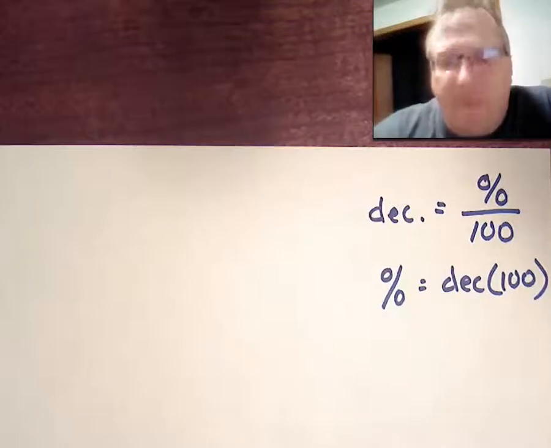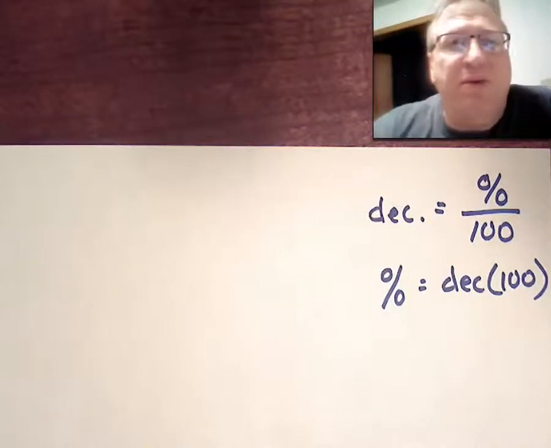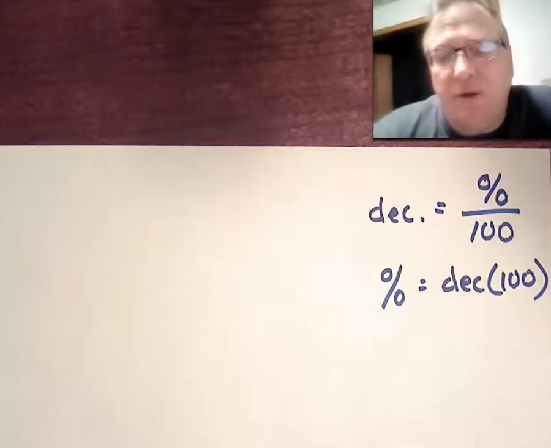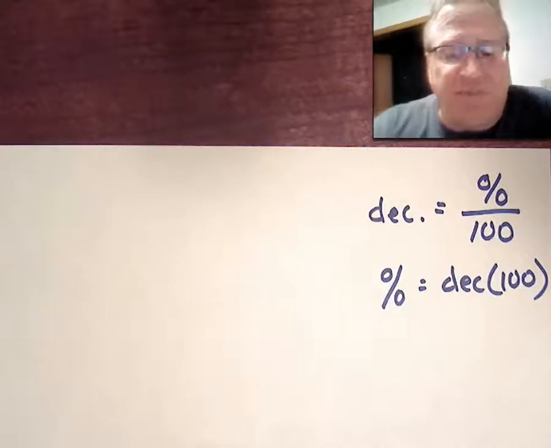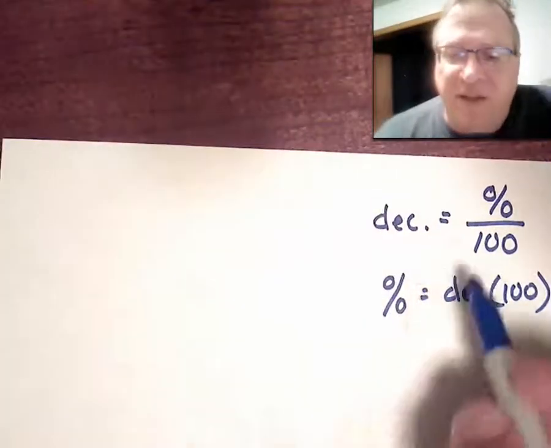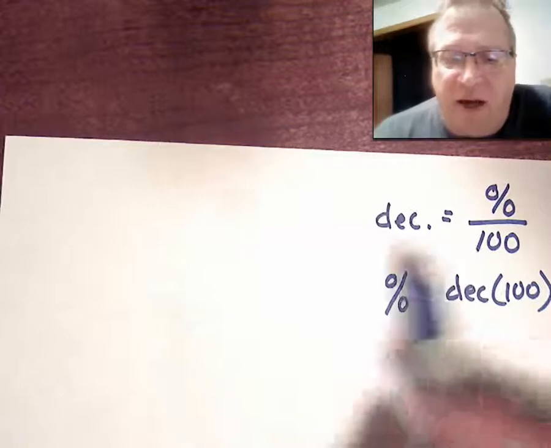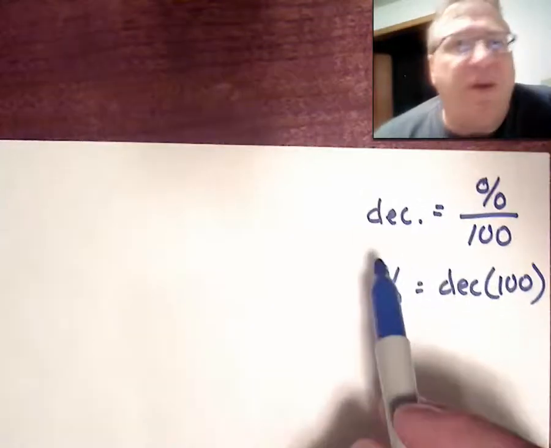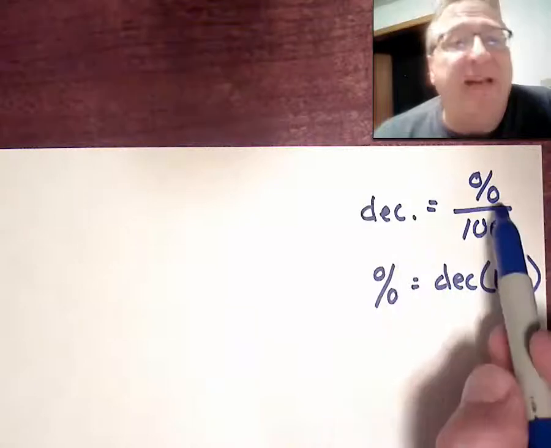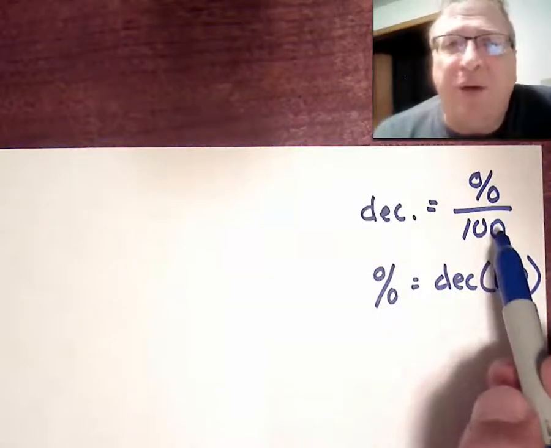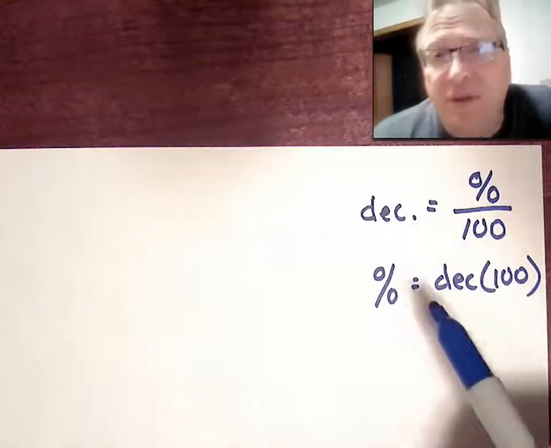Hello everybody. In this video I'd like to talk about converting from decimal to percent and also from percent back to the decimal version. I have two equations here that define how we do that. If we want the decimal equivalent of a rate or a percentage, we simply take that percentage and divide by 100. We do the opposite going the other way.